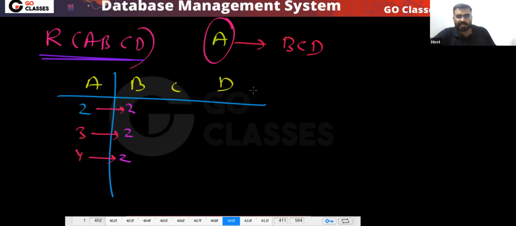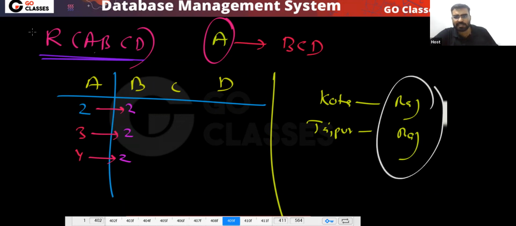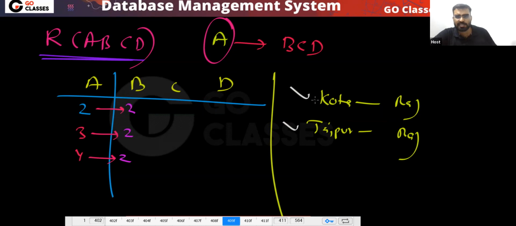It's like this is not redundancy, right? For example, if I say Kota, Rajasthan, and Jaipur, Rajasthan, will you consider this as redundancy? This is not a redundancy. This is one piece of information. This is another piece of information. So this is not a redundancy.